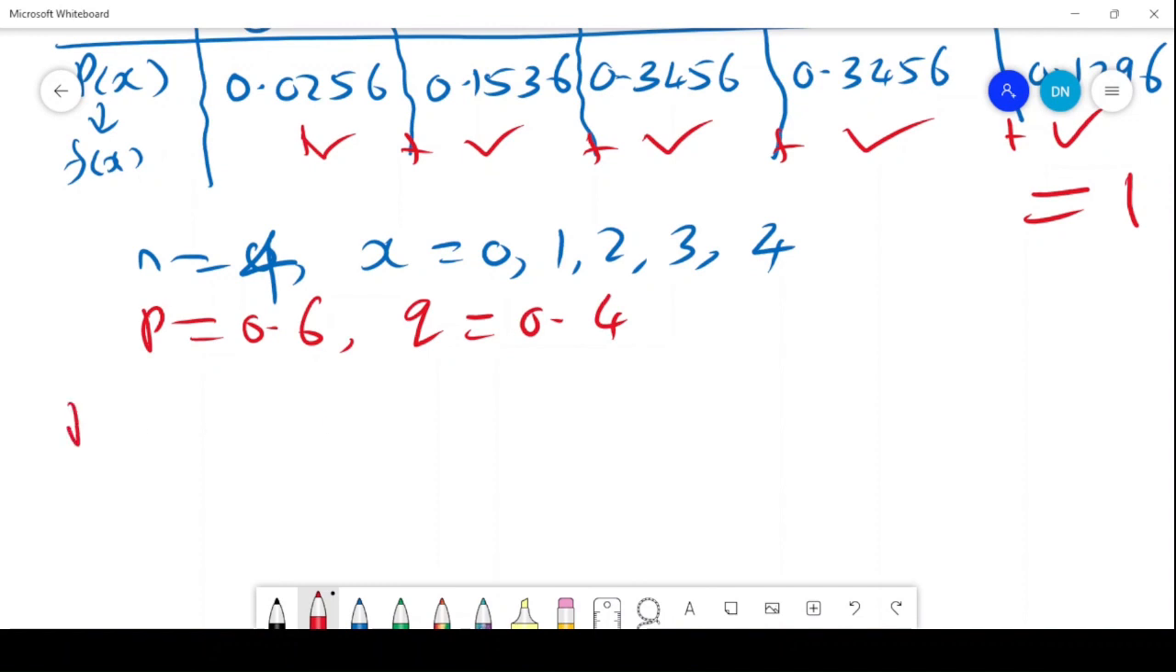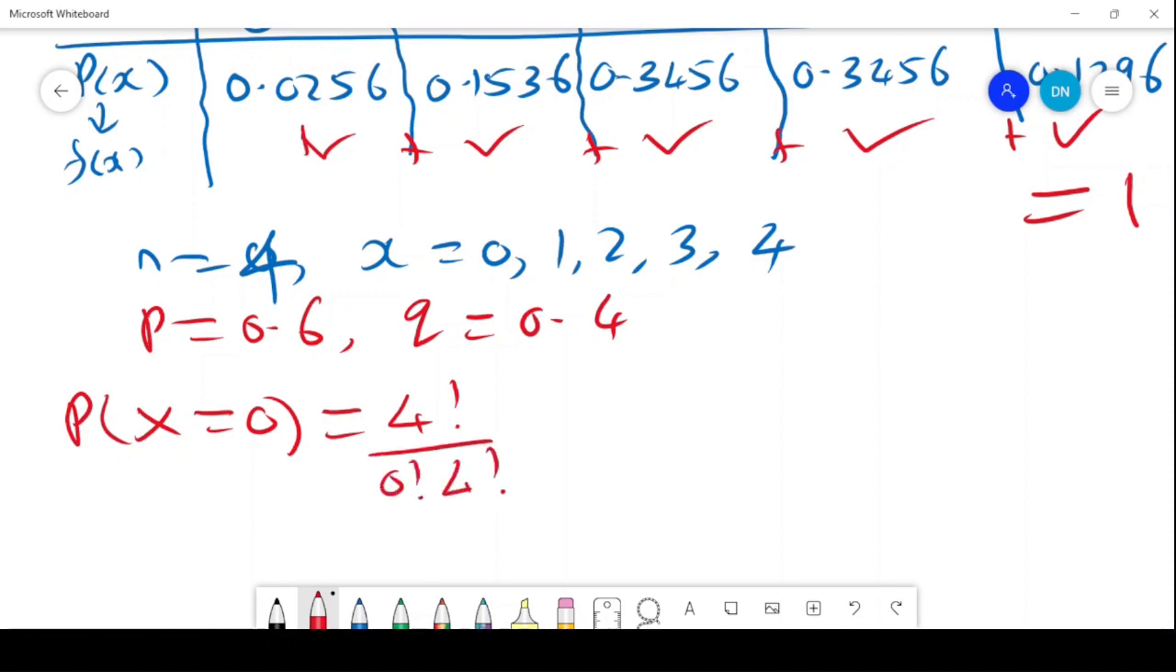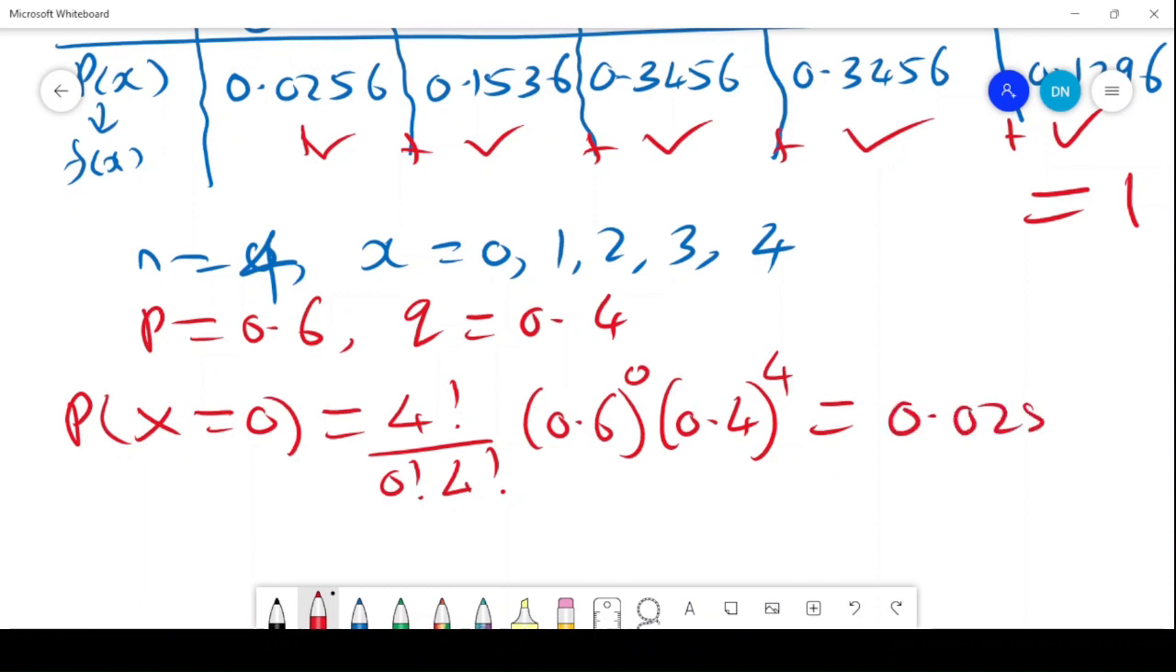So the first one is probability of x is equal to 0, which is 4 factorial over 0 factorial, 4 factorial, 0.6 raised to power 0, and 0.4 raised to power 4. And if you do that, 0.4 raised to power 4 should give you 0.0256. The second one is probability of x is equal to 1, and that should give us 0.1536. How do we get that?